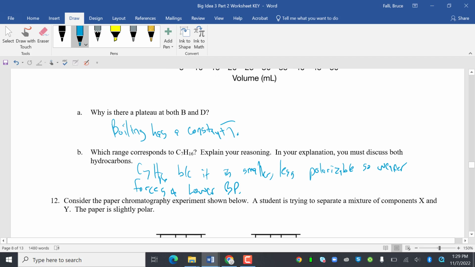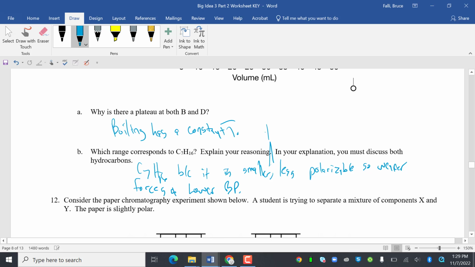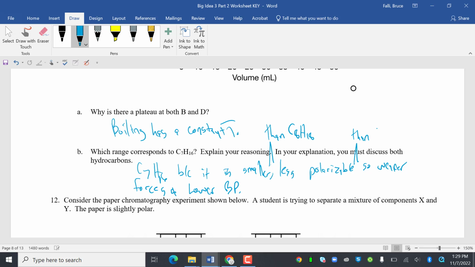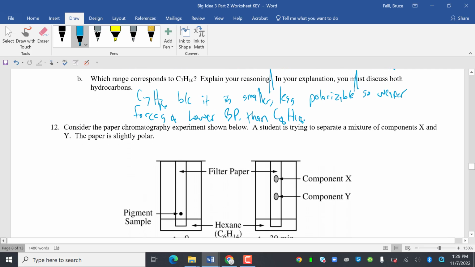That's it? You must discuss both hydrocarbons. C7H16 because it is smaller than C8H18, less polarizable than C8H18. So weaker forces and lower BP than C8H18. See how it's good to check your question, make sure you got them both on there.